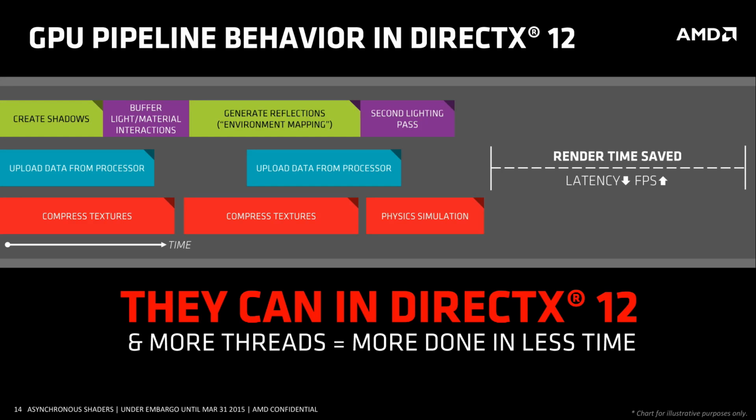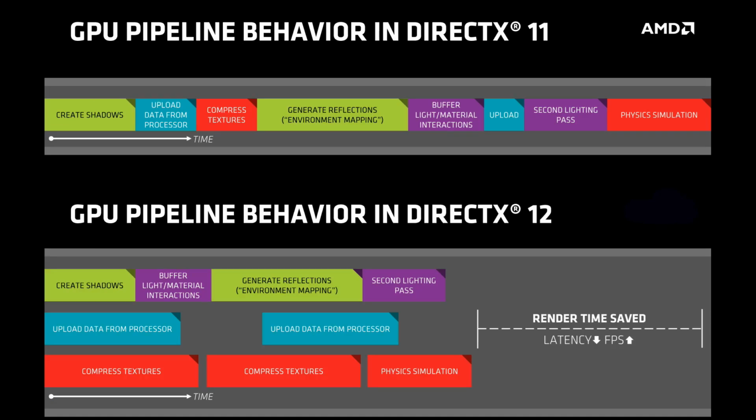Shadows can be created, data can be uploaded from the processor, and textures can be compressed all at the same time. The end result is render time is saved, which means latency goes down and FPS goes up. It's just a win-win everywhere. And here we can see when both are together that is clearly the case.